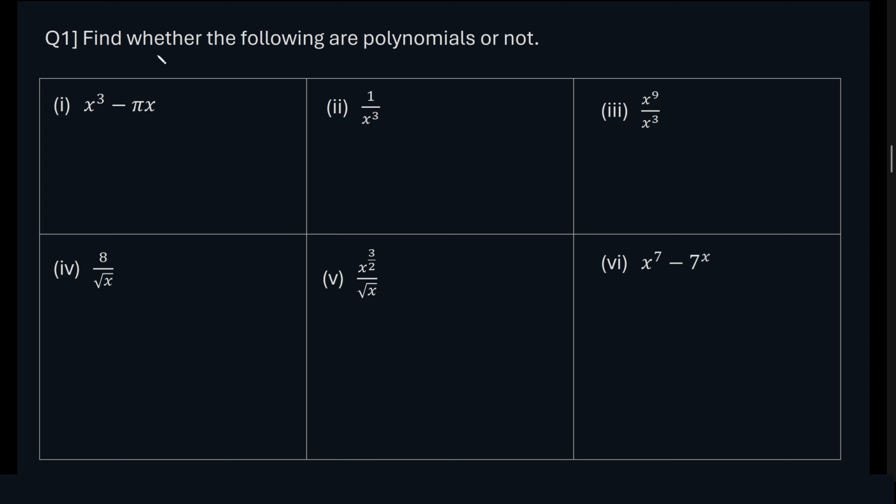Question 1. Find whether the following are polynomials or not. First, x cubed minus pi x. Here, the power of both variables is a positive integer, so this is a polynomial.